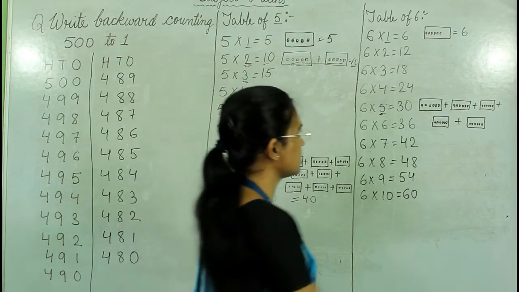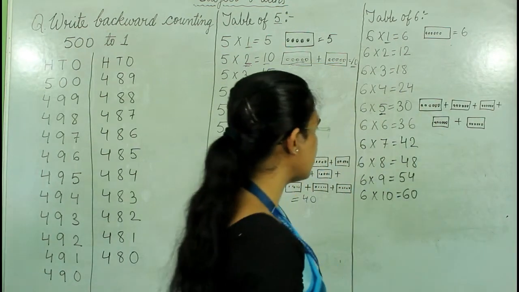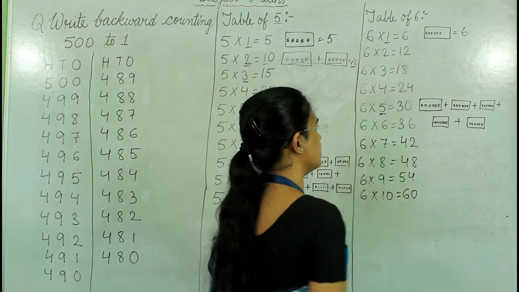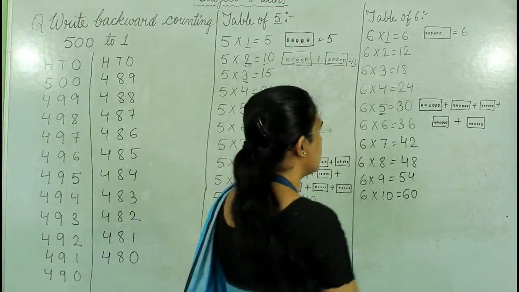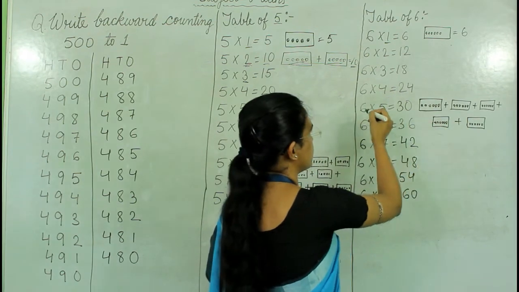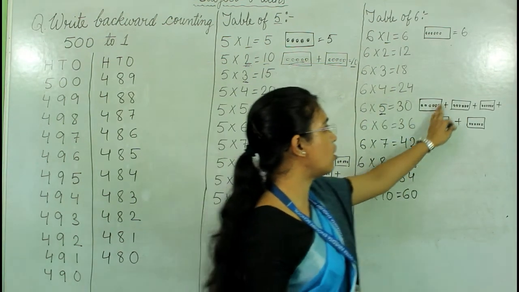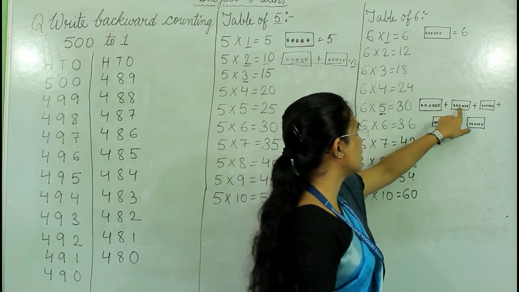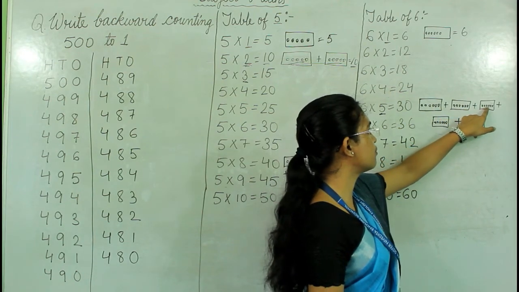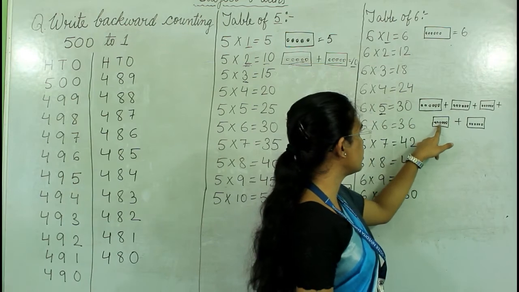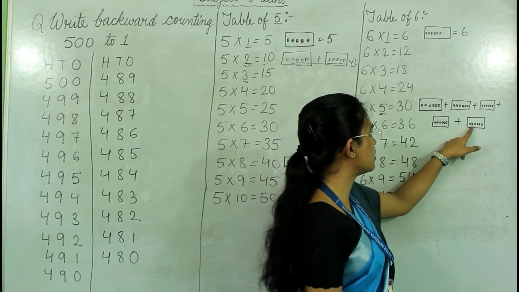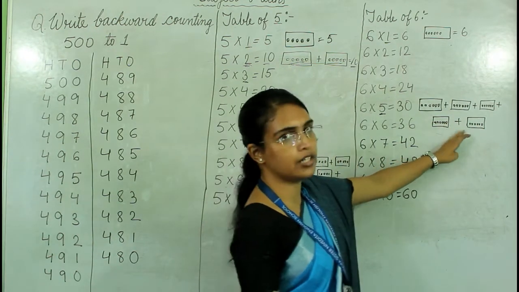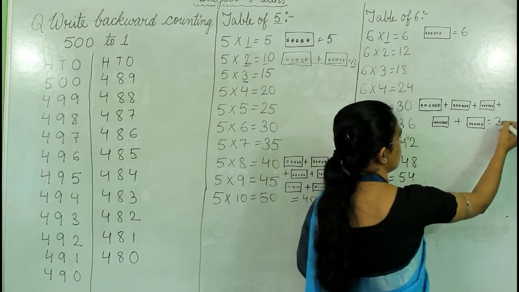Now, for these 5 boxes, we have written 5 here, and when we are doing multiplication, for these balls we have written 6. What will be the answer? Let's see. 6, 7, 8, 9, 10, 11, 12, 13, 14, 15, 16, 17, 18, 19, 20, 21, 22, 23, 24, 25, 26, 27, 28, 29, 30. So we got the answer 30. If we add all these balls, we will get the answer 30.